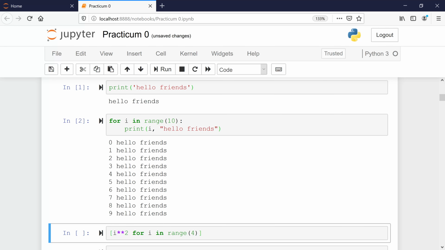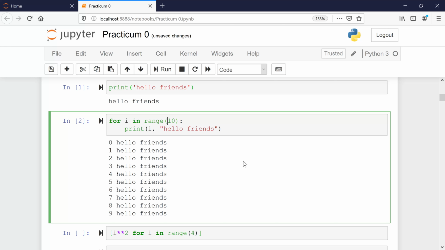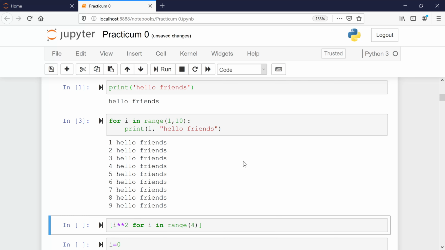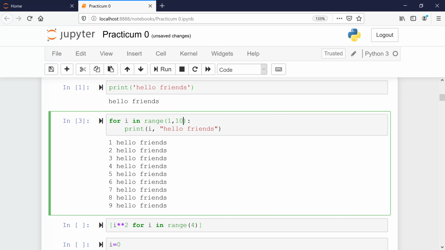Okay. But note something: the indexation starts from 0 and not from 1. So it's like C. Okay. Now, of course, you can start with 1 if you like. So if you want to start with 1, just type range of 1, comma 10, but it doesn't reach 10. It reaches 9. So if you want to print it 10 times starting from 1, you have to put range from 1 to 11.